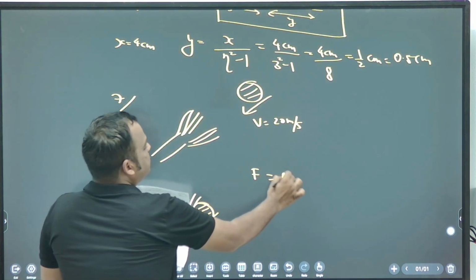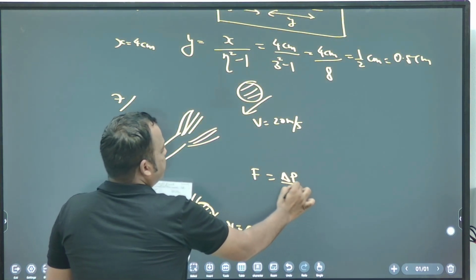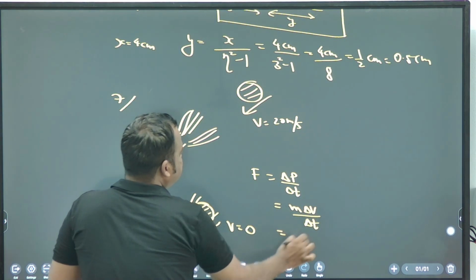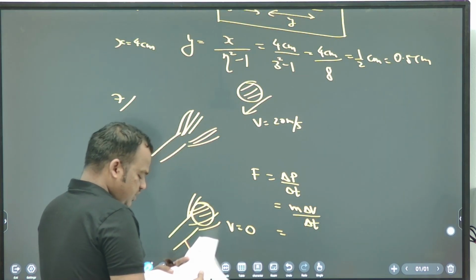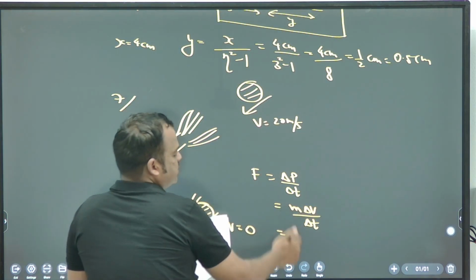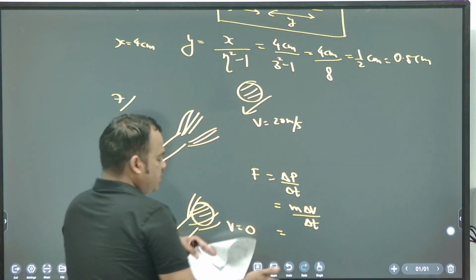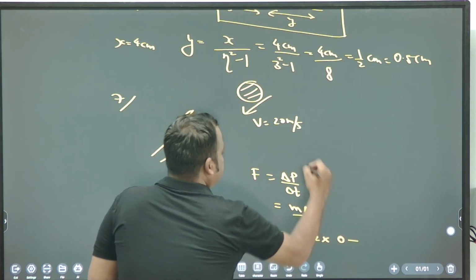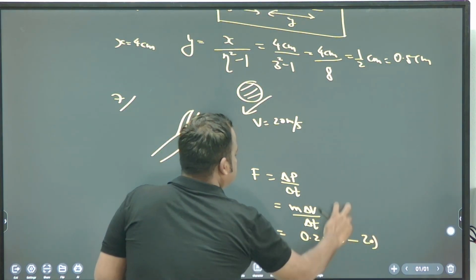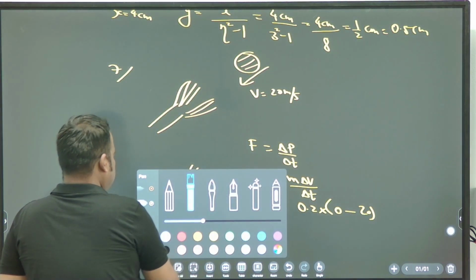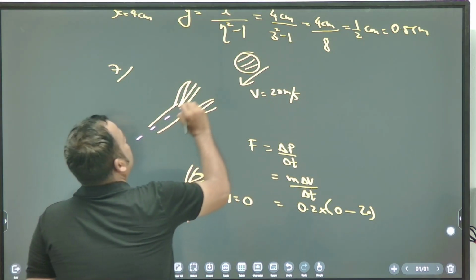Now F is equal to delta p by delta t, so m delta v by delta t. Use this formula. Final velocity 0, initial 20. Mass is given 200 gram, means 0.2 into 0 minus 20. You can assume this is a straight line. Along this line it is moving.